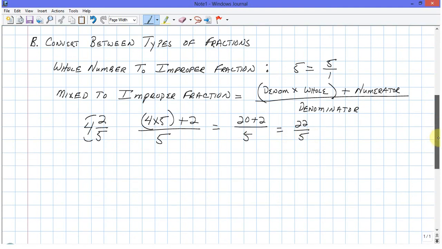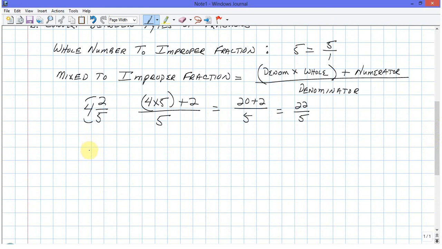Okay, let's try another one. Let's say I have a 7 and 2/5. So what we do is we take the denominator times the whole number portion. That would be 5 times 7. Add the numerator all over the denominator of 5. That would be 35 plus 2 all over 5, which is 37/5.